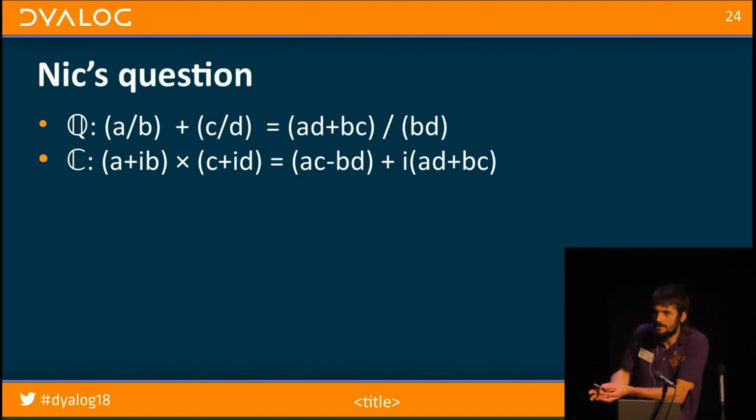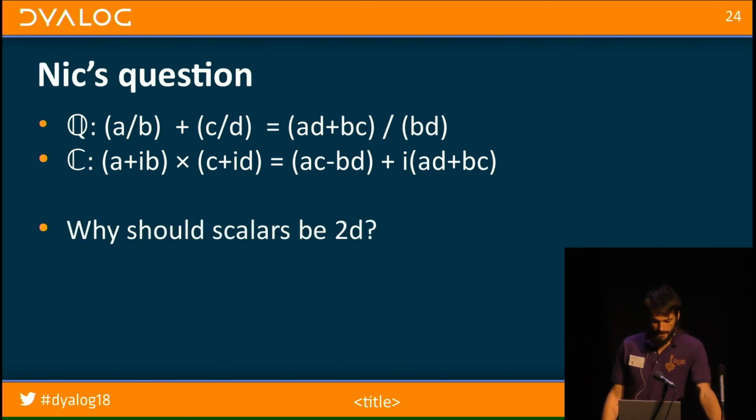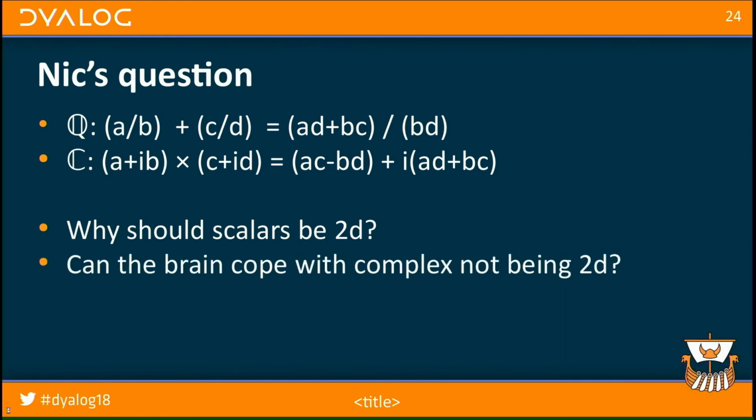And it forces us to look at complex numbers as a 2D entity. But is it really so? Is it really fundamentally a 2D entity? I'm not sure about that. And I would like to hope that we're the ancient Greeks. Why should scalars be 2D? It doesn't make sense. Can the brain cope with complex numbers not being 2D? That's my question.